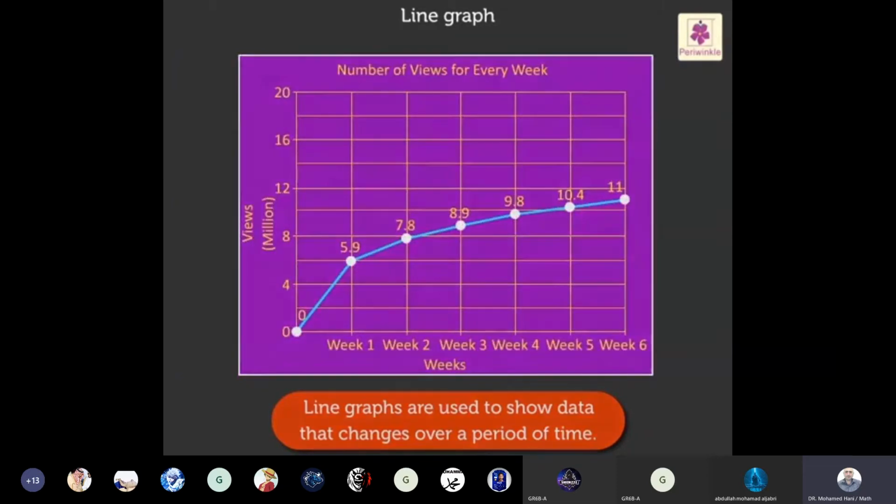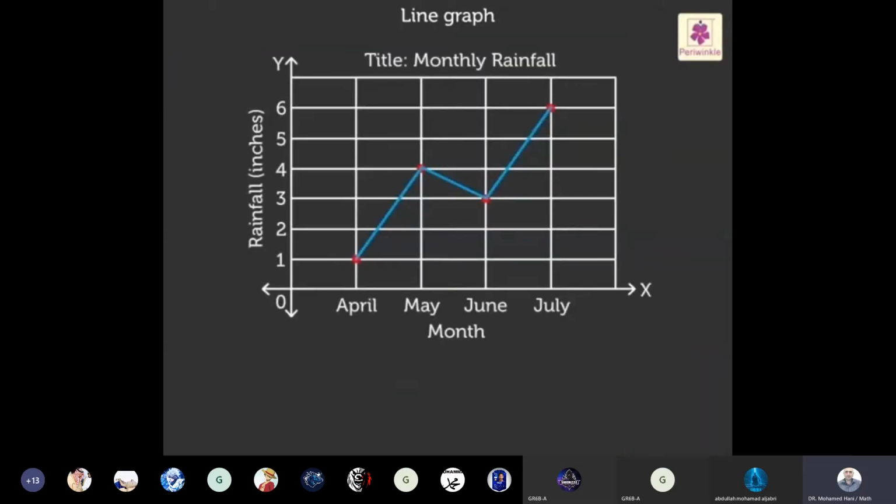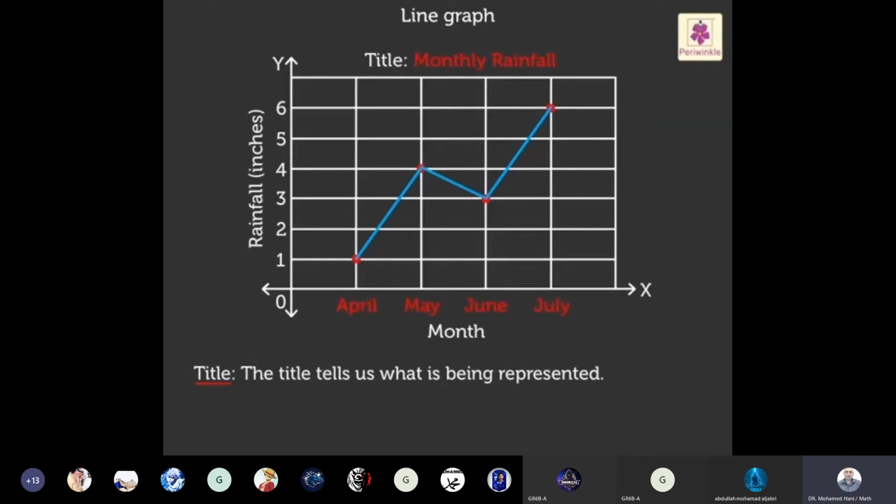Kids, every line graph has certain elements. Let us look at this line graph and understand its elements. Firstly, the title. The title tells us what is being represented. The given line graph shows the rainfall from April to July.